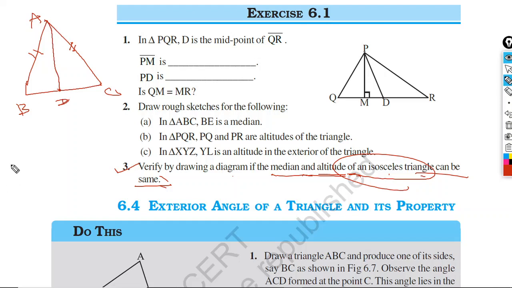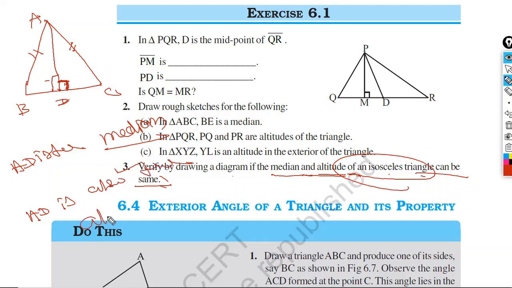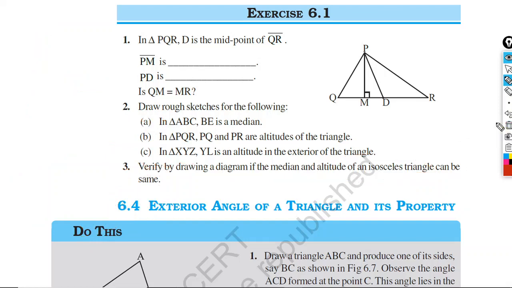Okay. Now AD is the median. Now measure the angles ADC and ADB. Okay. Are they 90 degree? If they are 90 degree, then we can say AD is an altitude, and after measuring you will see this angle will be 90 degree. Okay, so AD is also the altitude. Okay, so this is the end of this exercise.